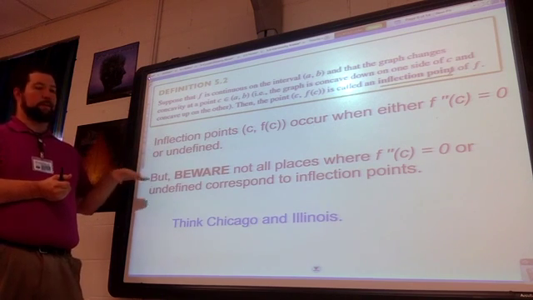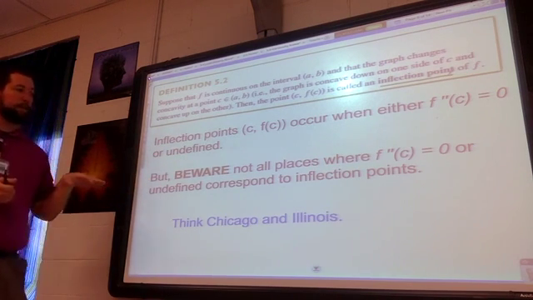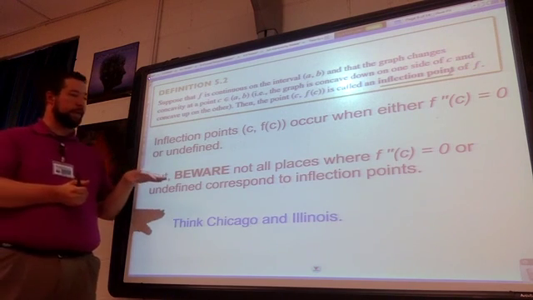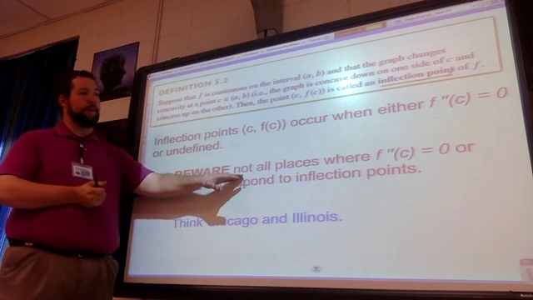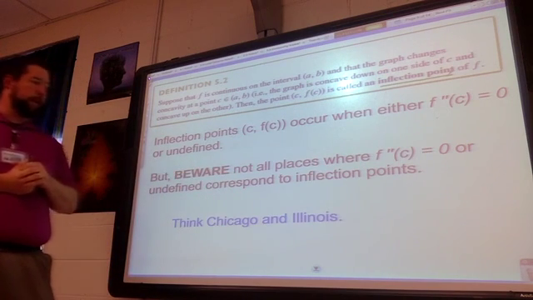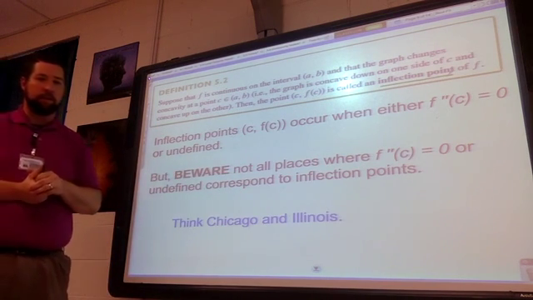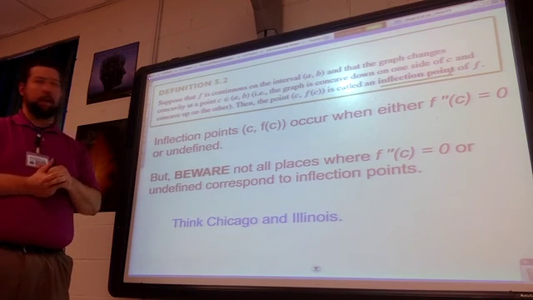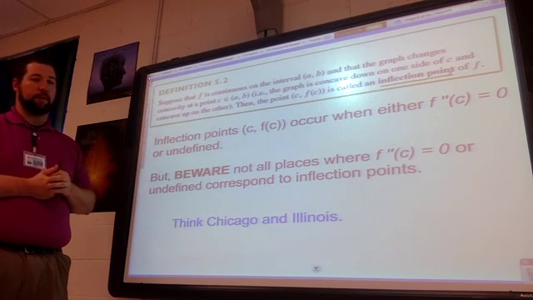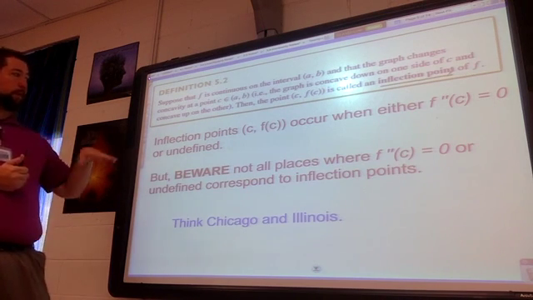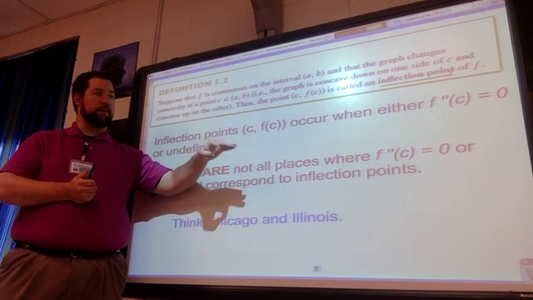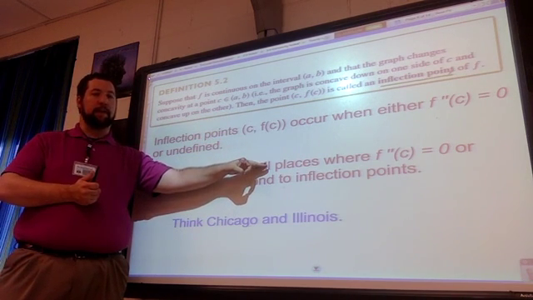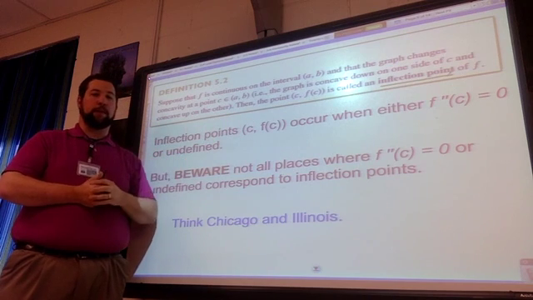But just like Fermat's theorem with local mins and local maxes and critical numbers, not every place where the second derivative is 0 or undefined corresponds to an inflection point. It could be something else going on. So inflection points occur when the second derivative is 0 or undefined, but just because the second derivative is 0 or undefined, it doesn't, in fact, mean there's an inflection point.